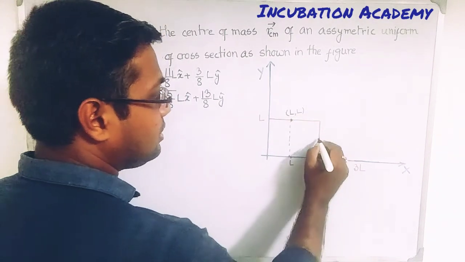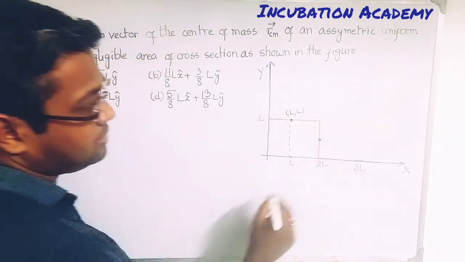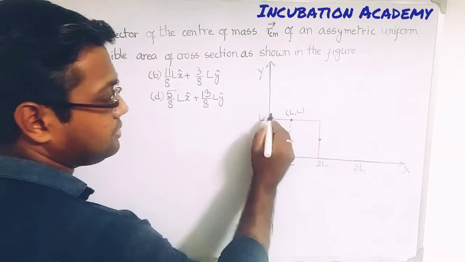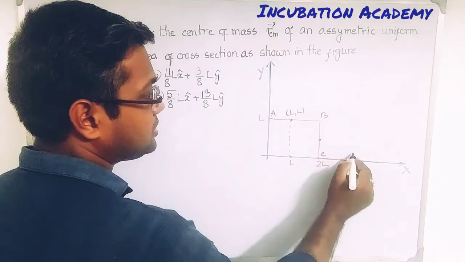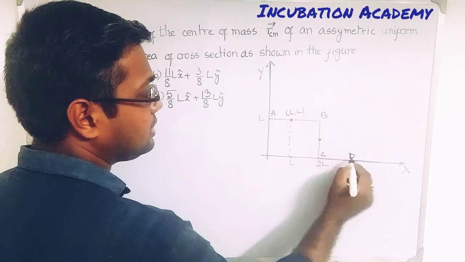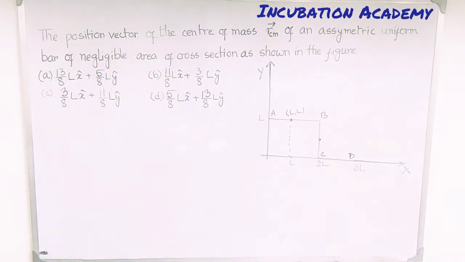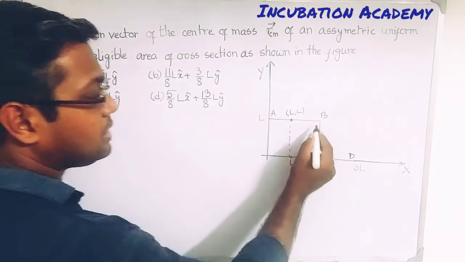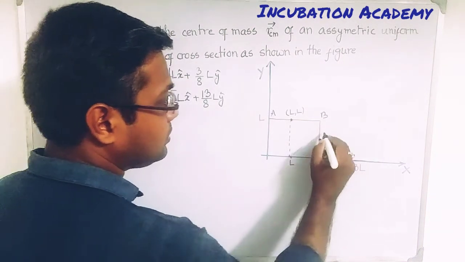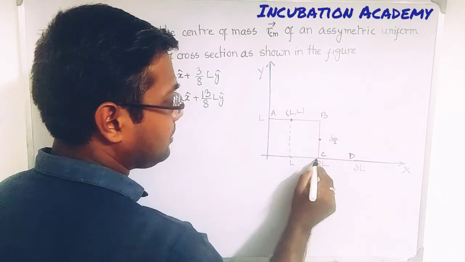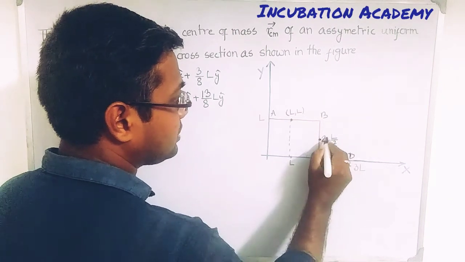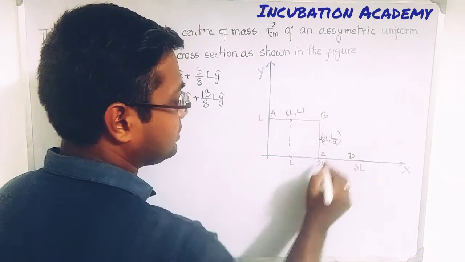Now there is another bar from here to here. If I say it is the AB portion, this is the BC portion, and that is the CD portion. So for the BC portion, the center of mass is also at the midpoint. So we can say that Y is L by 2. So what is the value of X? X is 2L. So it is (2L, L by 2).